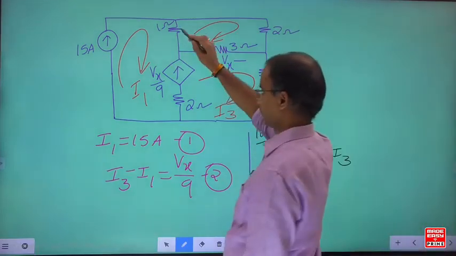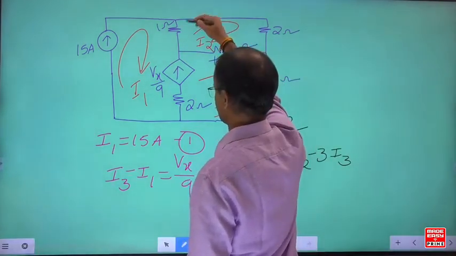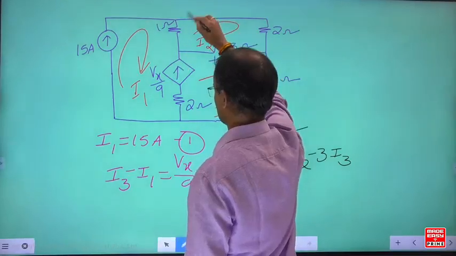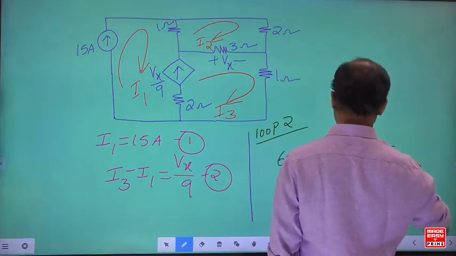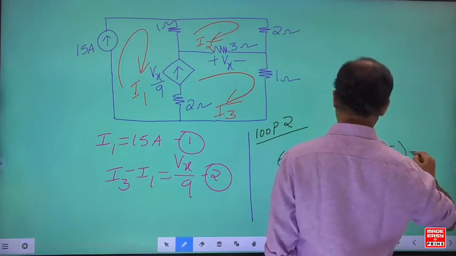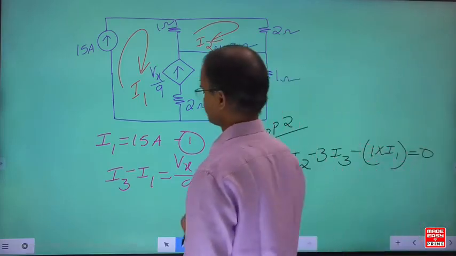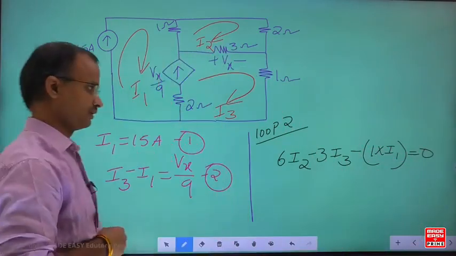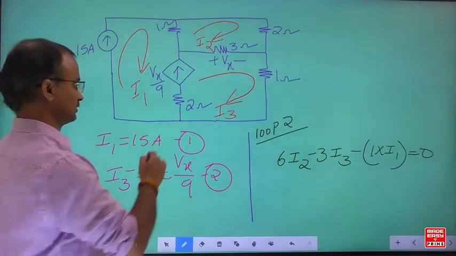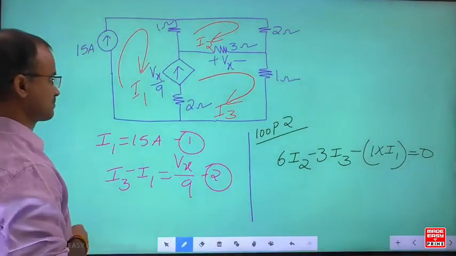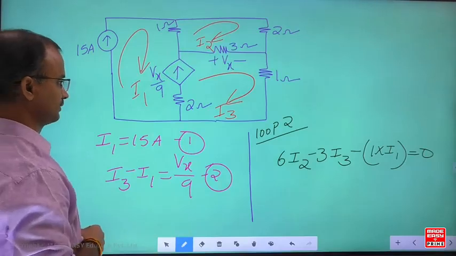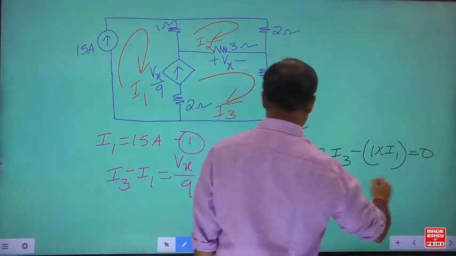Now for this 1 ohm resistance, I2 upwards, I1 downwards. What is the sign for this one? Minus, opposite direction. This entire equation is equated to 0. We developed the KVL equation corresponding to loop 2.